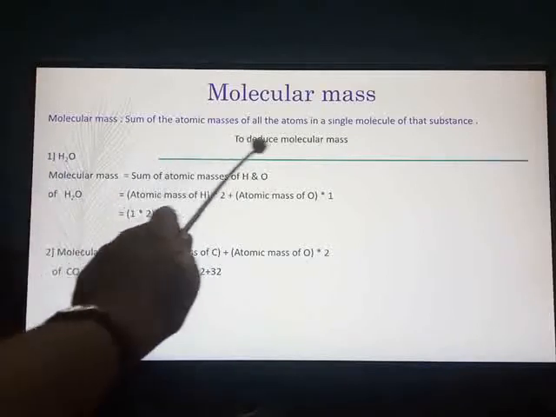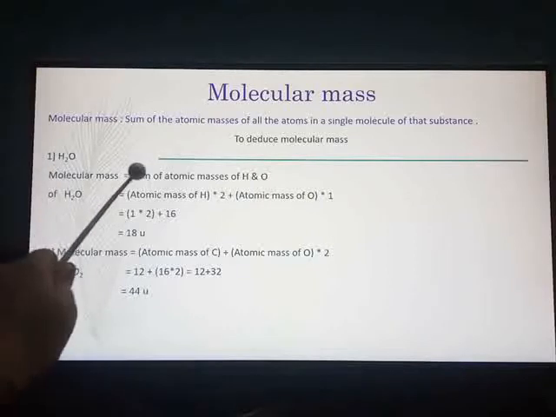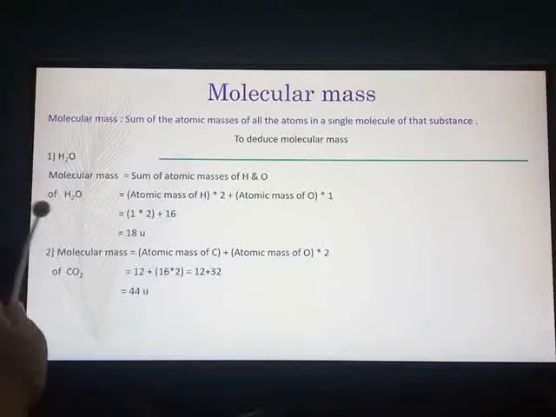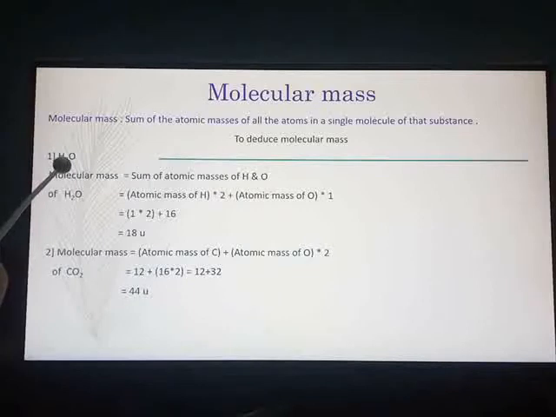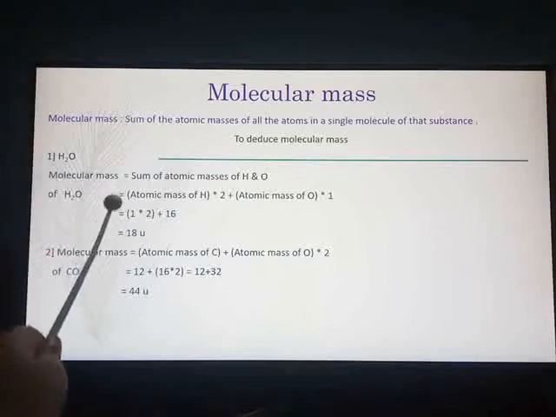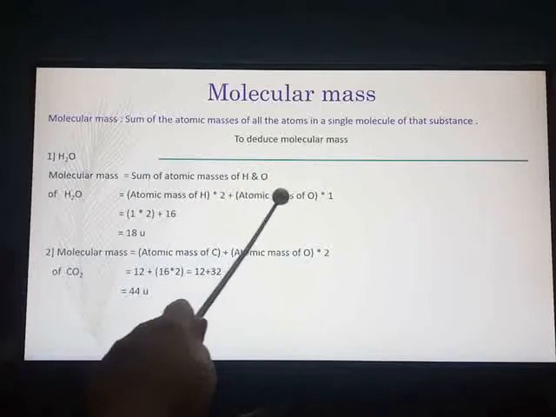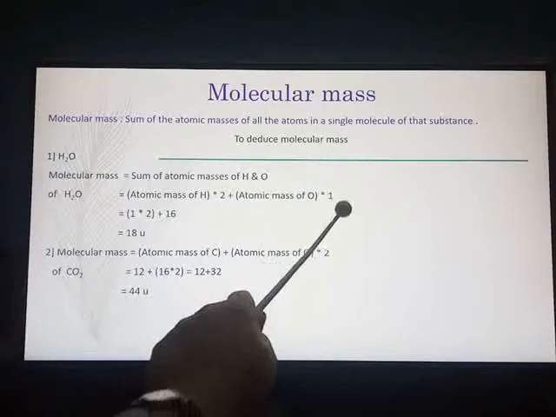First, I have to deduce the molecular mass. Deduce means find out, calculate. For water, carbon dioxide, and I have taken sodium chloride. To calculate the molecular mass, it is the sum of atomic masses of elements present in that compound. In H2O, you have hydrogen and oxygen. So the molecular mass of H2O is equal to the sum of atomic masses of H and O. That is the atomic mass of H multiplied by 2, because it is H2, plus the atomic mass of oxygen. Oxygen is only 1, so multiply by 1.